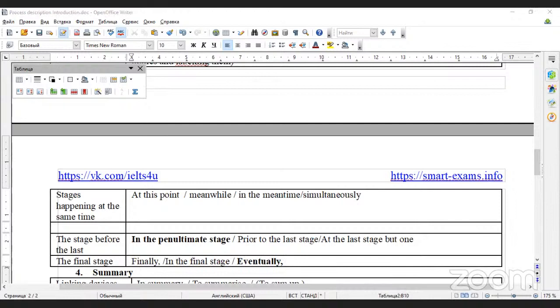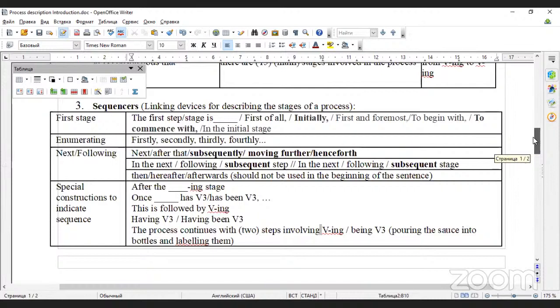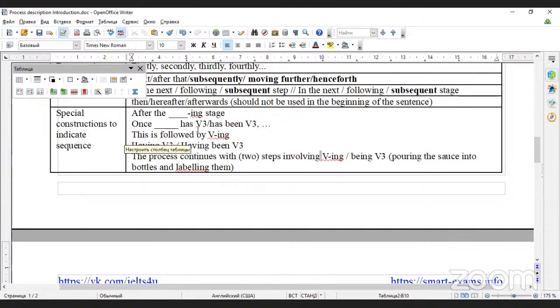All right. Now, we also need to be able to use some constructions. And you can also say after some kind of stage, once something has been done, this is followed by doing something. Having been done, the process continues with two steps involving doing something.